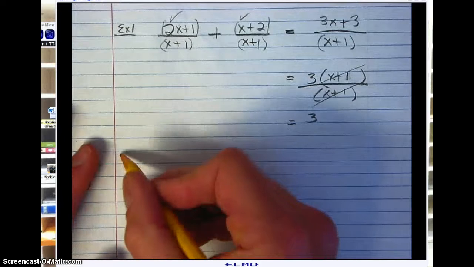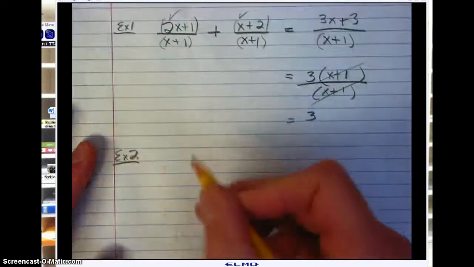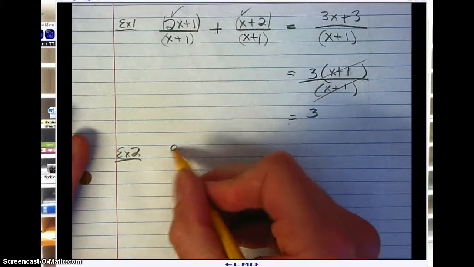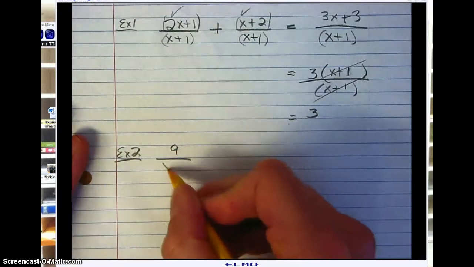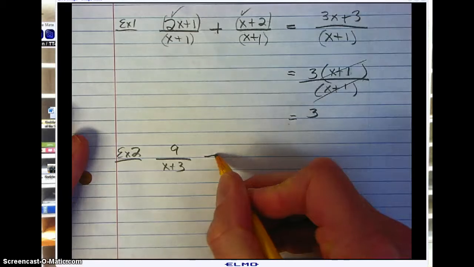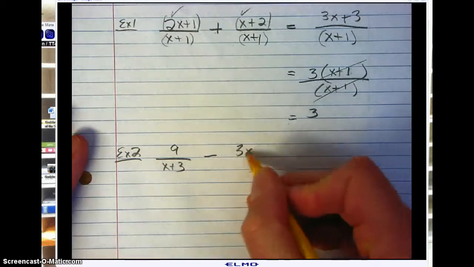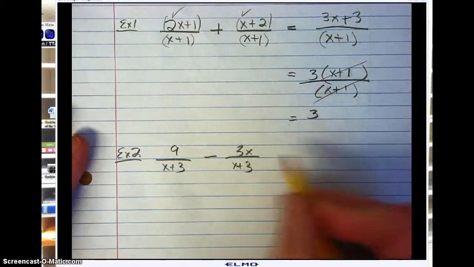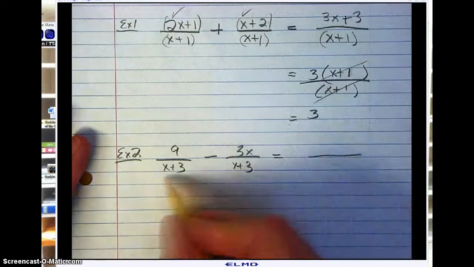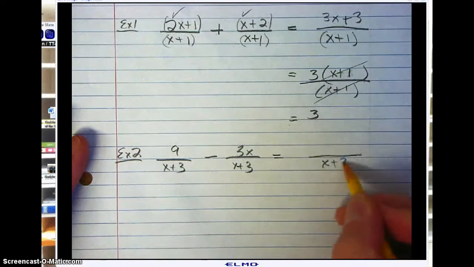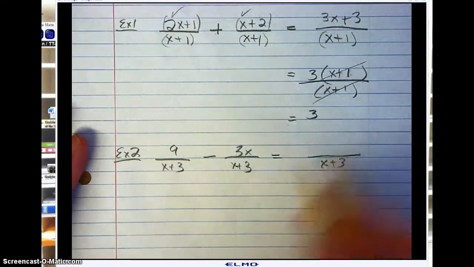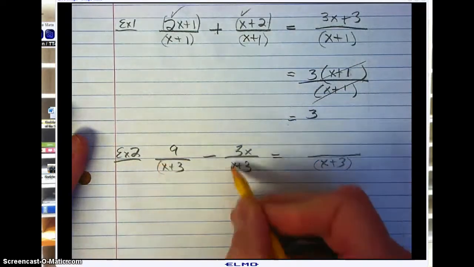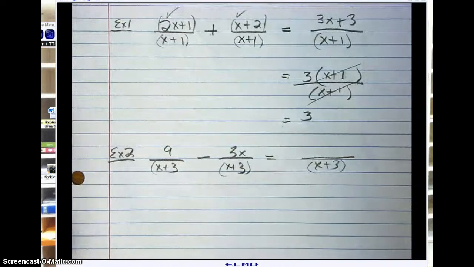Okay, let's do example 2. It's going to be a little bit trickier, but not much. So if I wrote 9 over x plus 3 minus 3x over, you guessed it, x plus 3. Don't think about it too much. If they have the same denominator, just write that denominator right away. And again, notice that you can't factor anything out of that, so I'm just going to wrap it in parentheses so I'm not tempted to cancel anything.